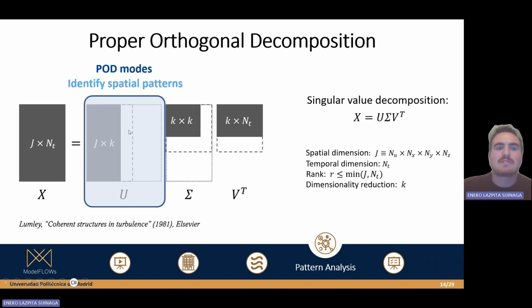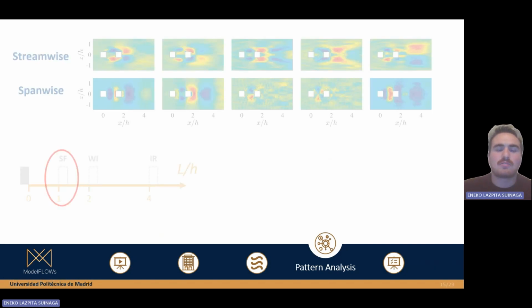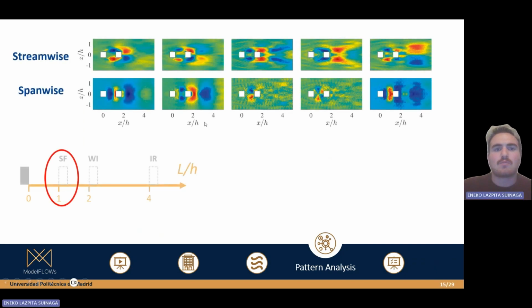If we take the left eigenvector matrix, this would be the POD modes that can identify different spatial patterns. And that's what we are going to do. We're going to apply this code to our database, and we obtain the different POD modes. Here we represent the first 5 energetic modes for the streamwise and spanwise velocities.